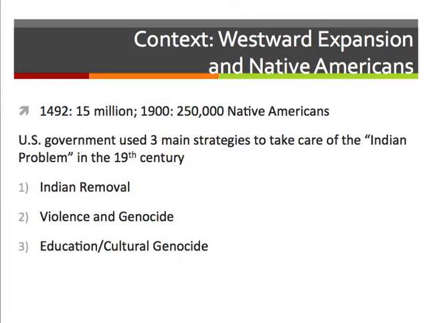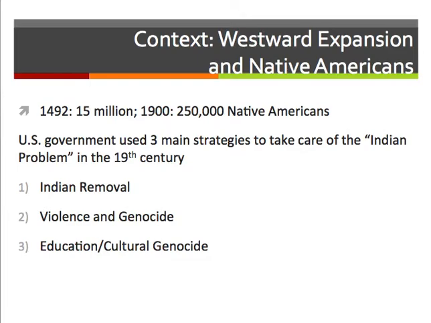So as a reminder, it's estimated that in 1492 there were a minimum of 5 million Native inhabitants and as many as 15 million Native Americans in the continental U.S. And by the end of the 19th century, that population was down to just 250,000 people. So that's a huge decrease in the Native population.